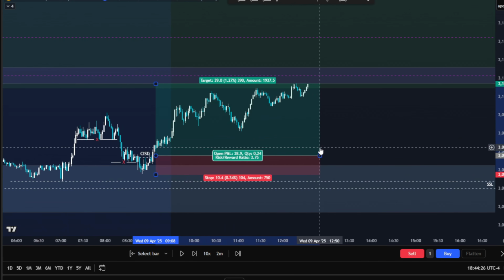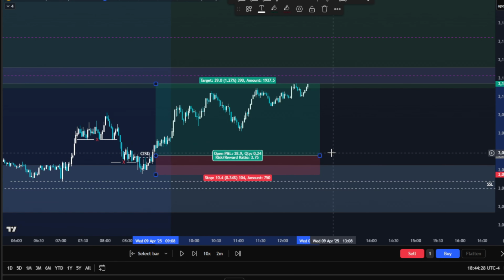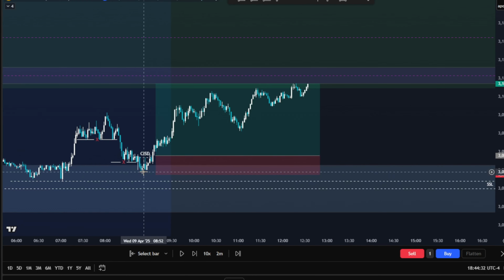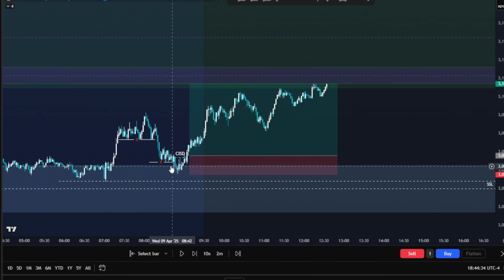Here we go. It took a little while for the price to play out, but you can see once the price reached down here and swept the liquidity, the price is essentially ready to distribute towards this zone. And even as I play it out, I'm pretty sure it's going to push way past it.